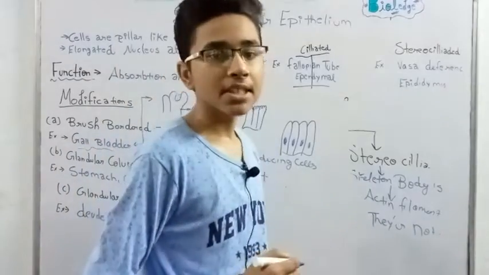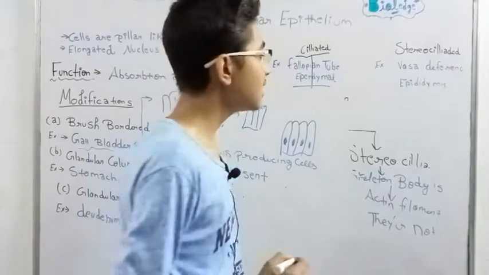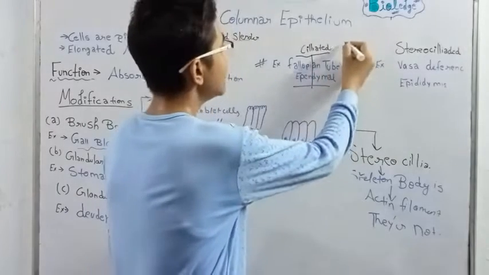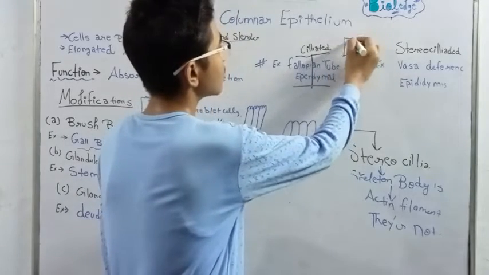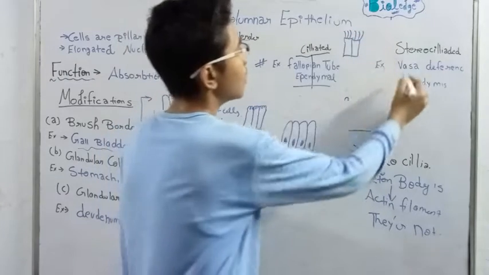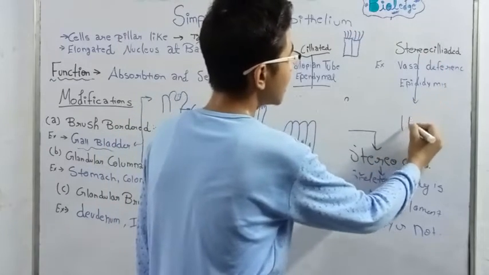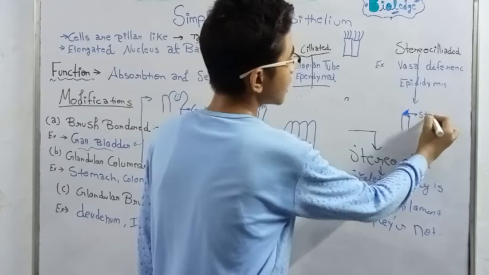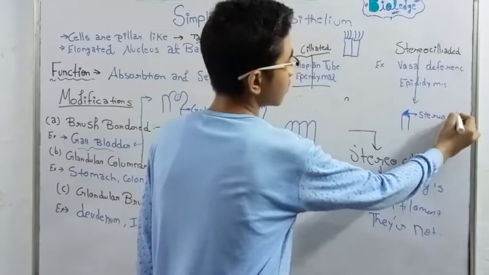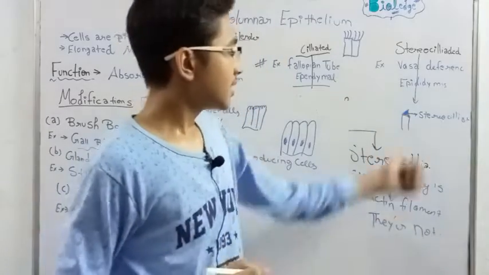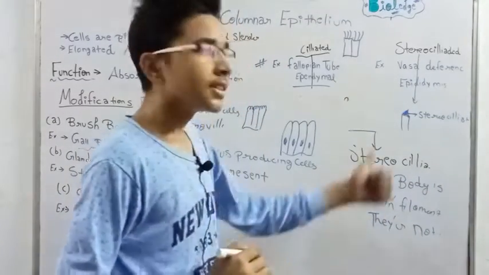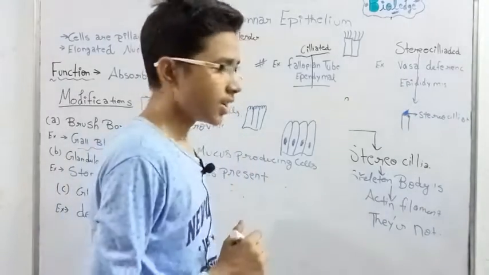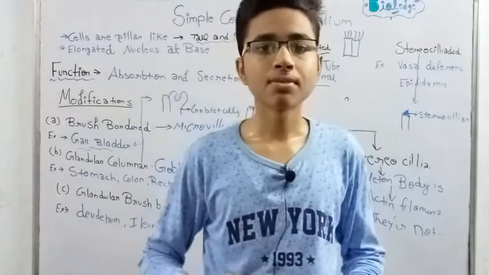Next we have the presence of stereocilia. Stereocilia are conical in shape and they are non-motile. Ciliated means thread-like appearance, whereas stereocilia means conical-like appearance. So they are the stereociliated cells. They are present in the vas deferens, the male reproductive part, as well as the epididymis. So I think you have understood each and every part of the section easily.